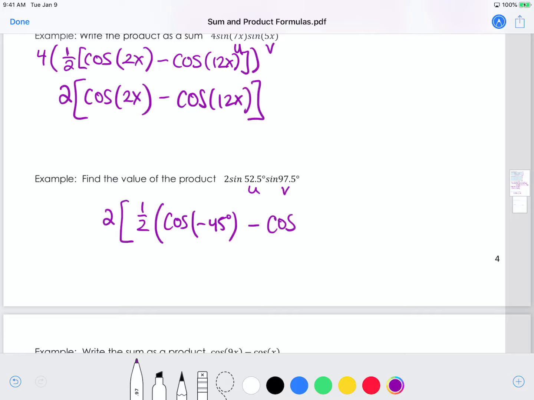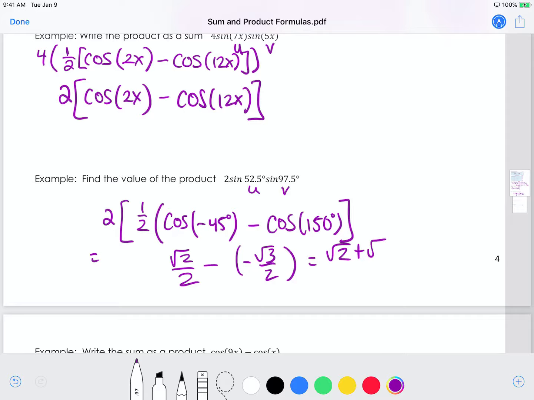If I take 52.5 plus 97.5, that's going to give me 150 degrees. The 2 times the 1/2 give me 1. Cosine of negative 45 is the square root of 2 over 2. And cosine of 150 is negative square root of 3 over 2. So my final answer is going to be the square root of 2 plus the square root of 3 all over 2.